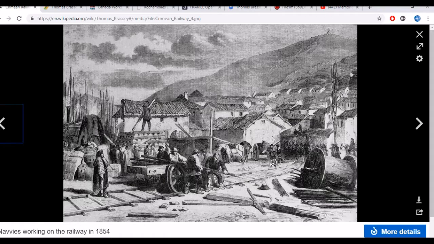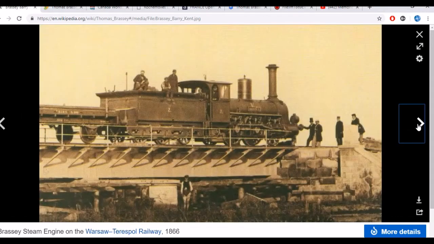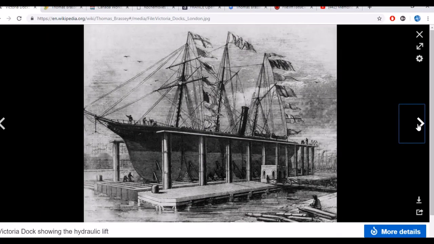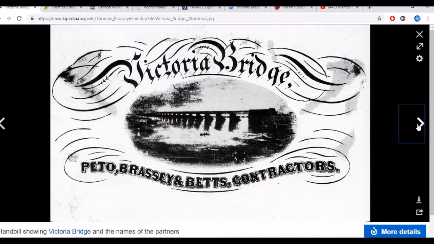What's going on here? Yeah, he also invented some sort of railway that was used by gravity, where you dragged things up. Oh, here's one of the ships. Okay, that's enough of that.